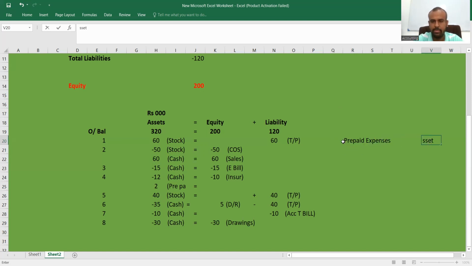Prepaid expenses are assets. Accrued expenses are what? Liabilities. Accrued expenses are liabilities, right? That also you need to understand.